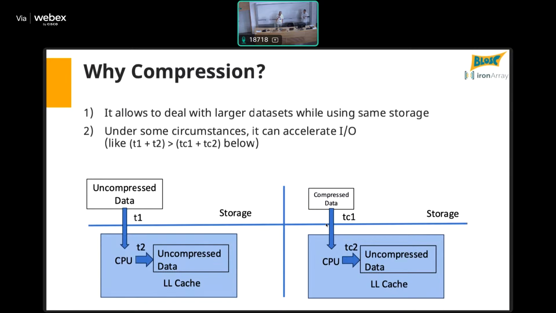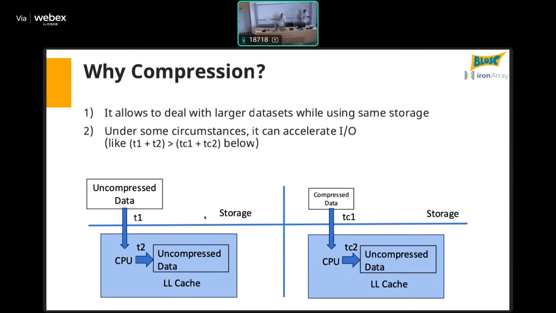This is the first reason. And number two is that under some circumstances, it can also accelerate I/O, right? For example, if you are dealing with uncompressed data, it typically takes a long time to be loaded into RAM, or in this case, into the last level cache in the CPUs. However, if you have the same data but in compressed state, this time is much less, depending on the compression ratio, of course. But in exchange, the CPU will take some time to decompress and store that in the last level cache.